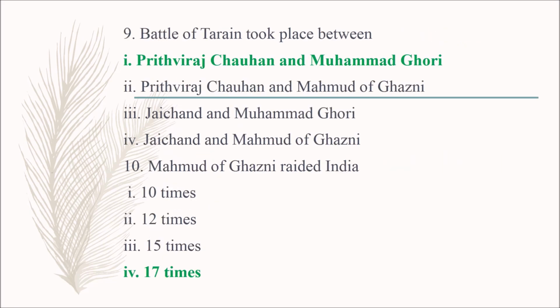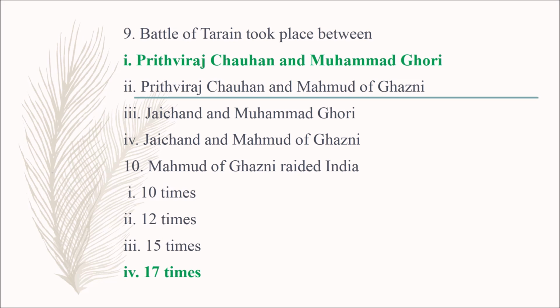Question number 9. Battle of Tarain took place between option 1 Prithviraj Chauhan and Muhammad Ghori, option 2 Prithviraj Chauhan and Muhammad of Ghazni, option 3 Jaichand and Muhammad Ghori, option 4 Jaichand and Muhammad of Ghazni. So the correct answer is option 1 Prithviraj Chauhan and Muhammad Ghori.